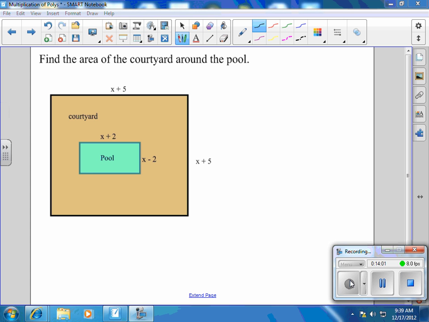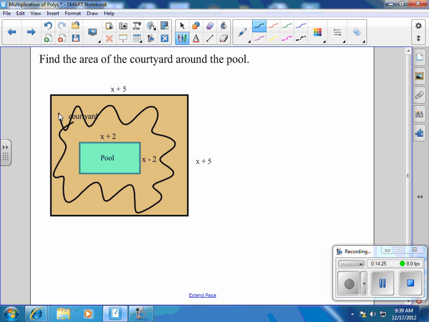Alright, very last problem. We need to find the area of the courtyard around the pool. I actually want you guys to think through this one on your own. Go ahead and do it, and then we will discuss it in class the next day. Think about what you know about areas, length times width, and you want to find the area of the courtyard. All this stuff here. And all you know is the area of the whole shape and the area that the pool takes up. So go ahead and think through that one, and then we'll talk about it in class tomorrow.